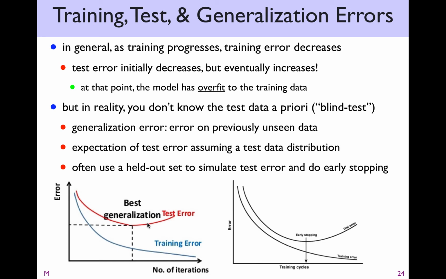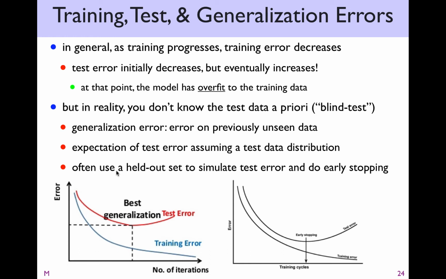But because we don't know what kind of data will be tested on, that is, the test set is blind to us, we have to define or assume that test samples are drawn from a distribution, and then you can define the generalization error as the expectation of test error according to that distribution.